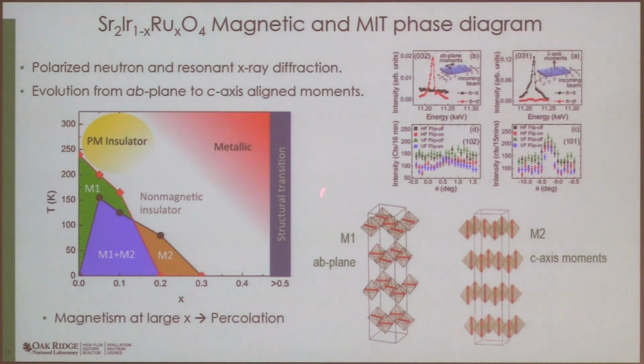And here's the phase diagram that we get out. So essentially, as we put in ruthenium, so this X is ruthenium, we have this M1 phase, which is just the parent magnetic structure. But as we cool the temperature down, we go into this other phase where we have spins aligned along the C-axis. And then as we dope further, we go into a region where we just have C-axis aligned spins.